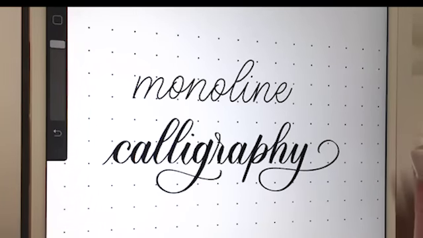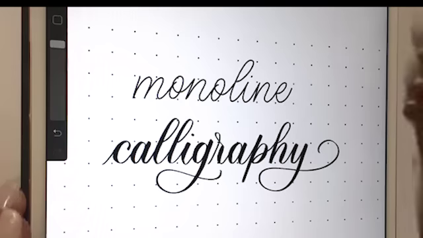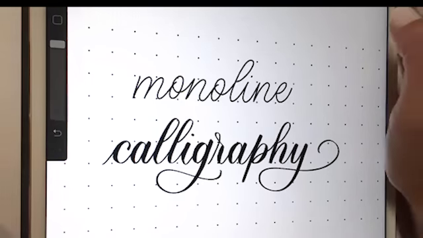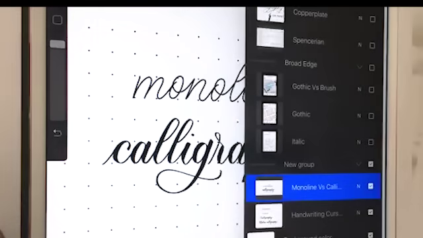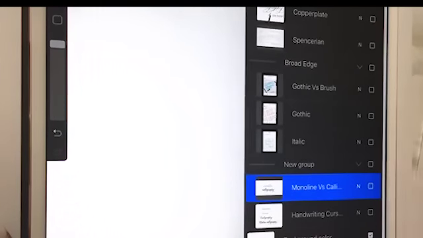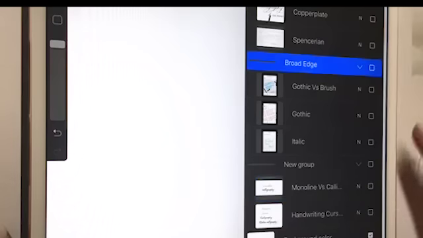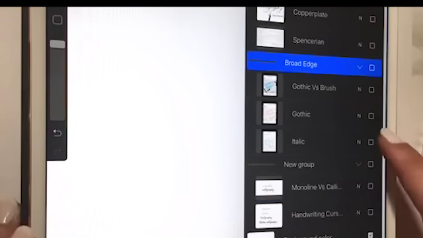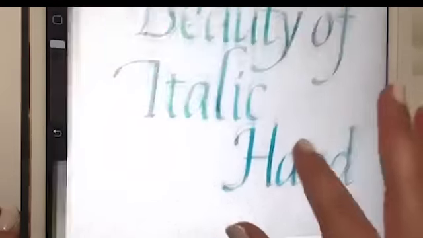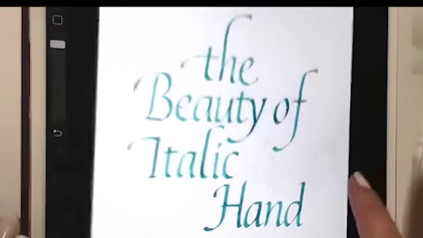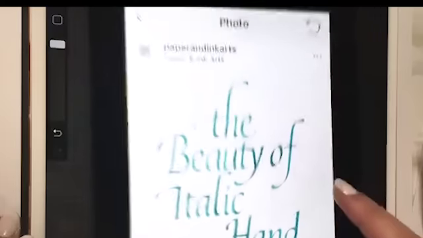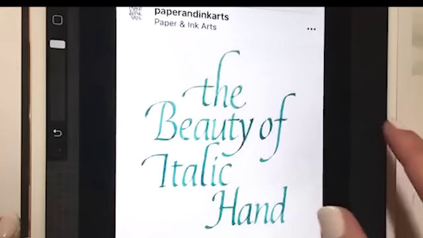Okay, so how do we create thick and thin strokes? There are different types of calligraphy tools that you can use. So I'm going to just show you some example pictures. The first group I'm going to show you is calligraphy that uses a broad edge pen. This is called italic calligraphy. This is an image from Paper and Ink Arts on Instagram.